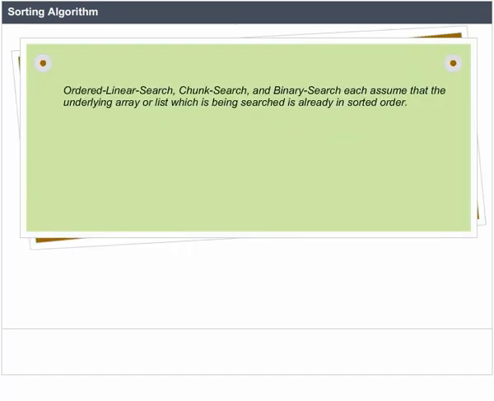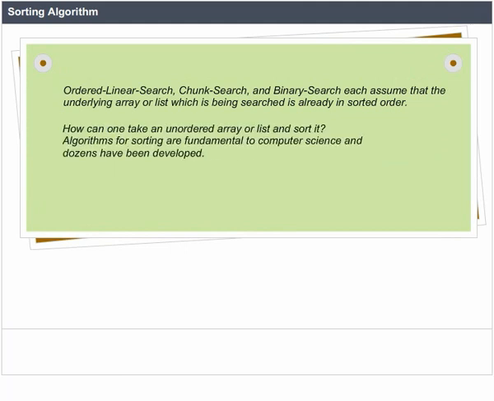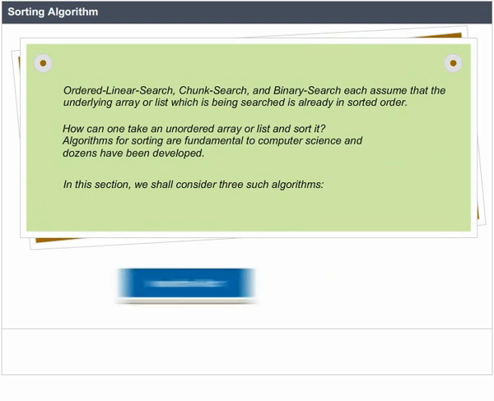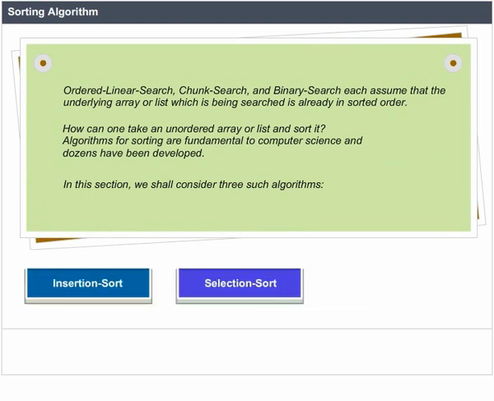Sorting algorithms. Ordered linear search, jump search and binary search each assume that the underlying array or list which is being searched is already in sorted order. How can one take an unordered array or list and sort it? Algorithms for sorting are fundamental to computer science and dozens have been developed. In this section, we shall consider three such algorithms: insertion sort, selection sort, merge sort.